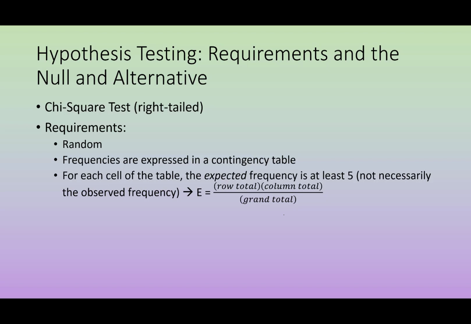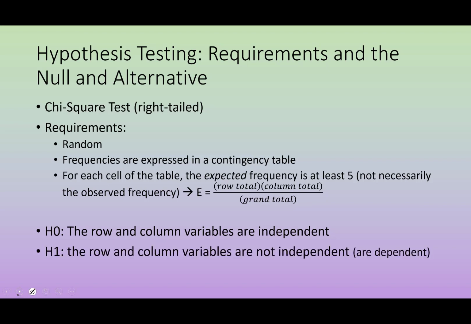Now, once we check all our requirements, our null hypothesis is that the row and column variables are independent, and then our alternative hypothesis is that the row and column variables are not independent, or that they are dependent.